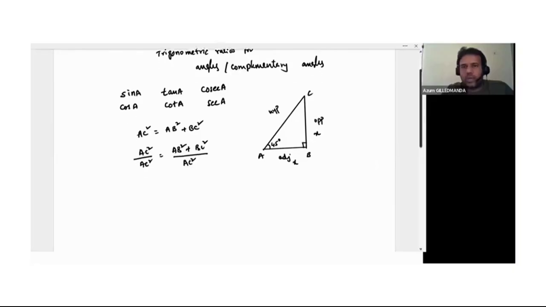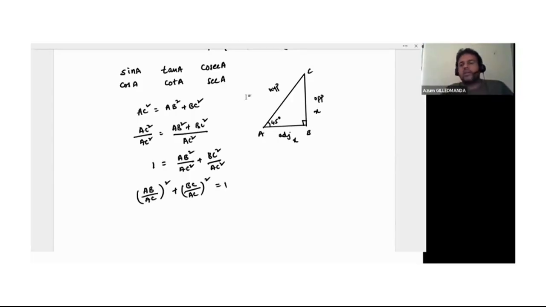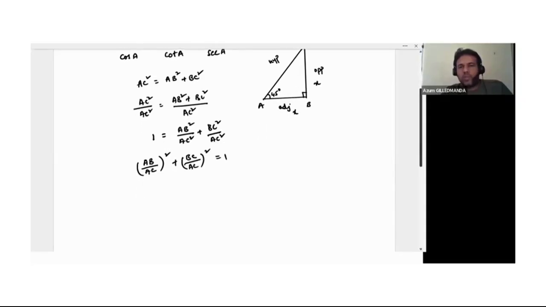So on the left hand side, what will happen? AC square by AC square becomes 1. And on the right hand side, I want to split that to AB square by AC square, then BC square by AC square. I can write that, right? And similarly, I can rearrange this, right? So can I write like AB by AC whole square plus BC by AC whole square equal to 1. So I applied the square for both numerator and denominator, because I have AB square by AC square, I can write that as AB by AC whole square.